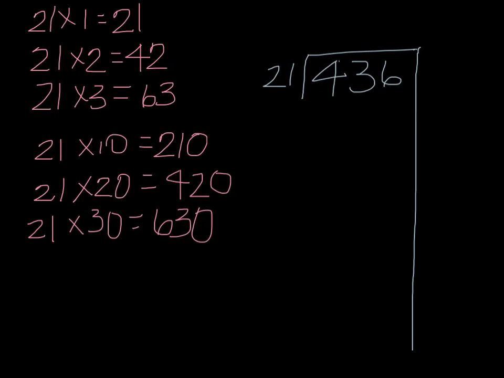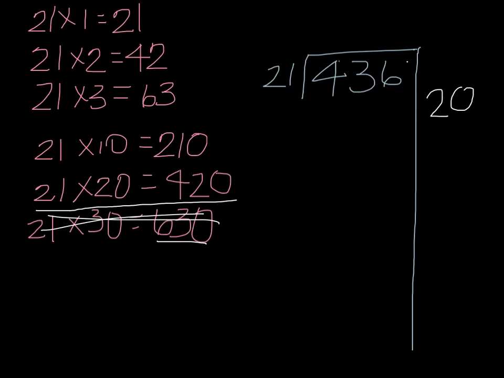So just looking at it, I have 436. I'm trying to see how many groups of 21 I can make until I want to get this number down to 0 or so small I can't divide anymore. Well, would 630 work? No, it's too big. I only have 436, so I can't make 30 groups. Could I make 20 groups? Yeah, I could, because 20 groups would be 420. So I'm going to put my 20 over here to tell me how many groups.